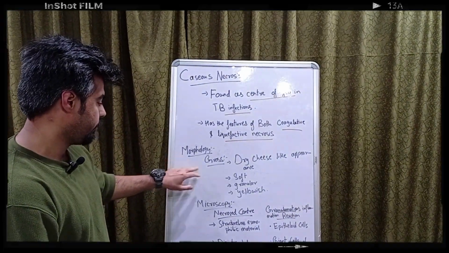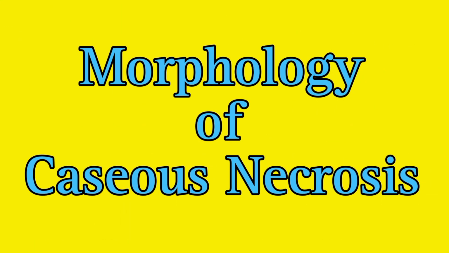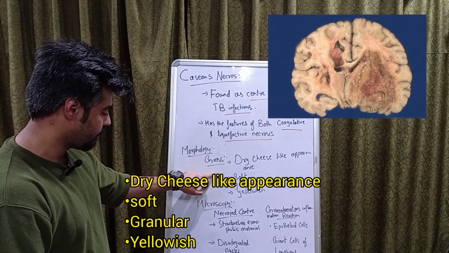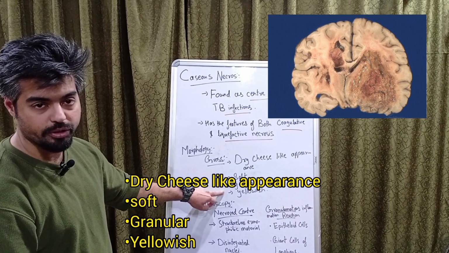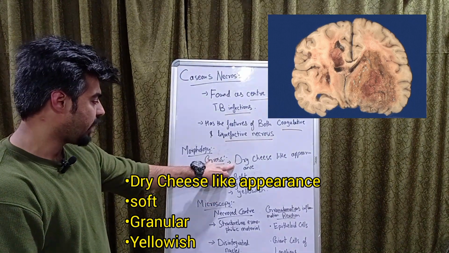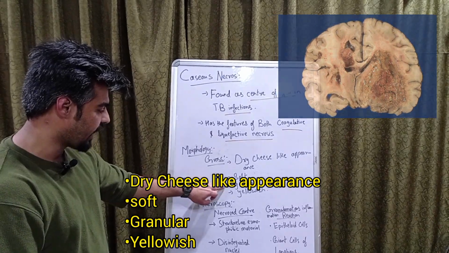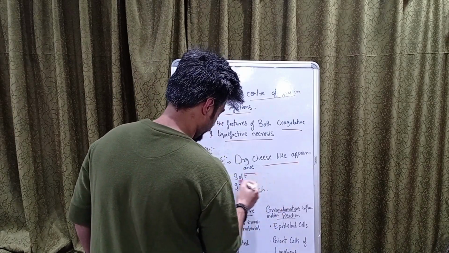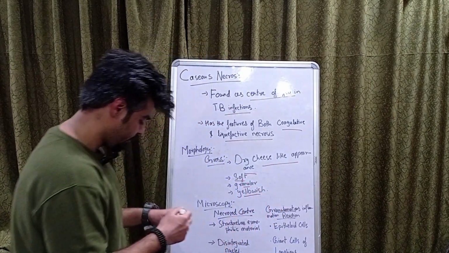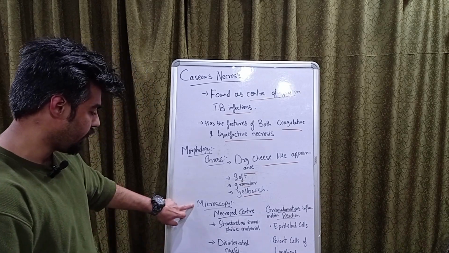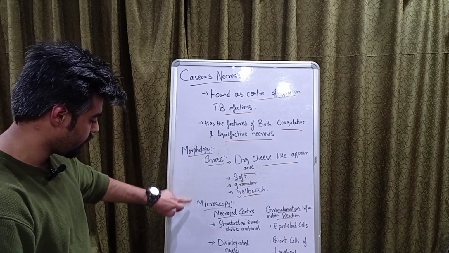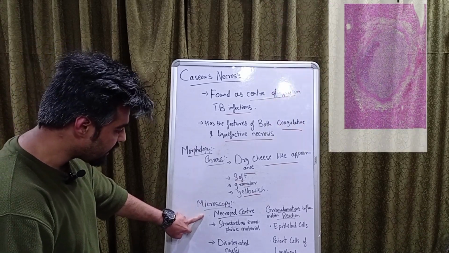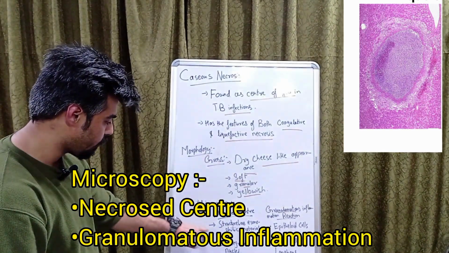So, morphology. In gross, what you will find is a dry cheese-like appearance, soft, granular, and yellowish. Okay, next, in microscopy, you will find a necrosed center and a granulomatous inflammatory reaction. These are the two microscopic features.